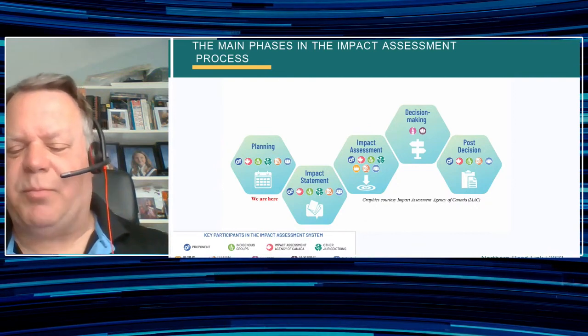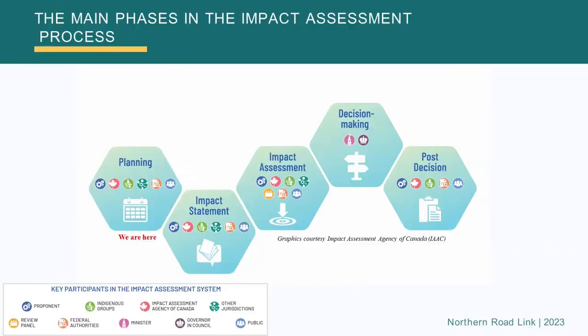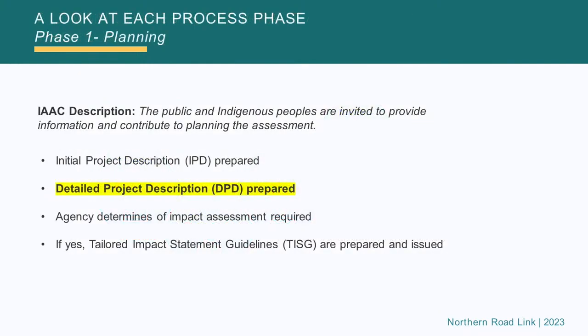So let's look at each process phase. Let's look at the first process phase, that is, the planning phase. And if we can move to the next slide, please. There's a number of activities in the planning phase. There's the initial project description, which is sort of a lighter version of the detailed project description. It provides sort of a background on the project. And then this initial project description is then circulated publicly to get feedback.